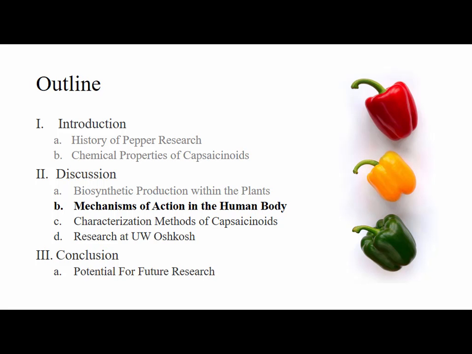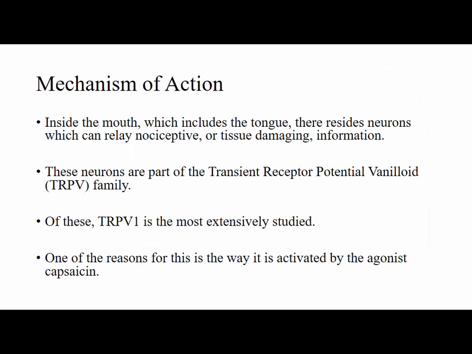All right, so next I'm going to talk about the mechanisms of action that happen in the human body when we eat these hot peppers. Inside the mouth, including areas of the tongue, there reside neurons which relay nociceptive or tissue-damaging information to the brain. These neurons are part of the transient receptor potential vanilloid family, otherwise known as the TRPV family. Of these, TRPV1 is the most extensively studied, and one of the reasons for this is because capsaicin is the agonist for this pathway.